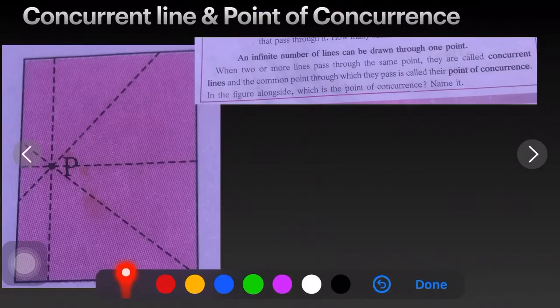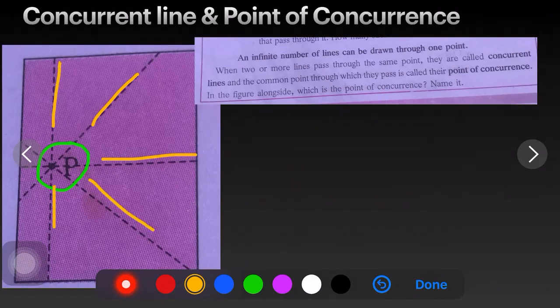Students, our next topic is concurrent lines and point of concurrence. As you can see in the diagram, there is one point P, and from that one point many lines are drawn. So an infinite number of lines can be drawn through one point. When 2 or more lines pass through the same point, they are called concurrent lines. The lines which are passing through the point P are called concurrent lines.